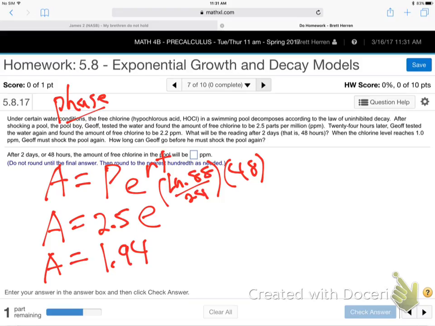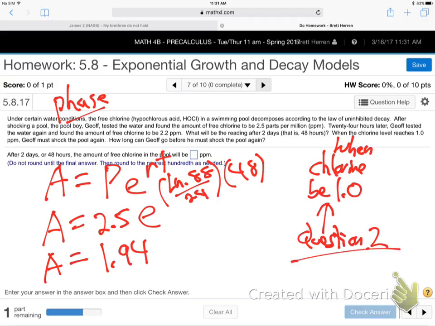Okay, and then the second question. I don't know if I have time for it all. Maybe we'll try it. So has everybody got that down? Second question, you can't read it on your screen. It says, when will the chlorine be 1.0? That's question 2.